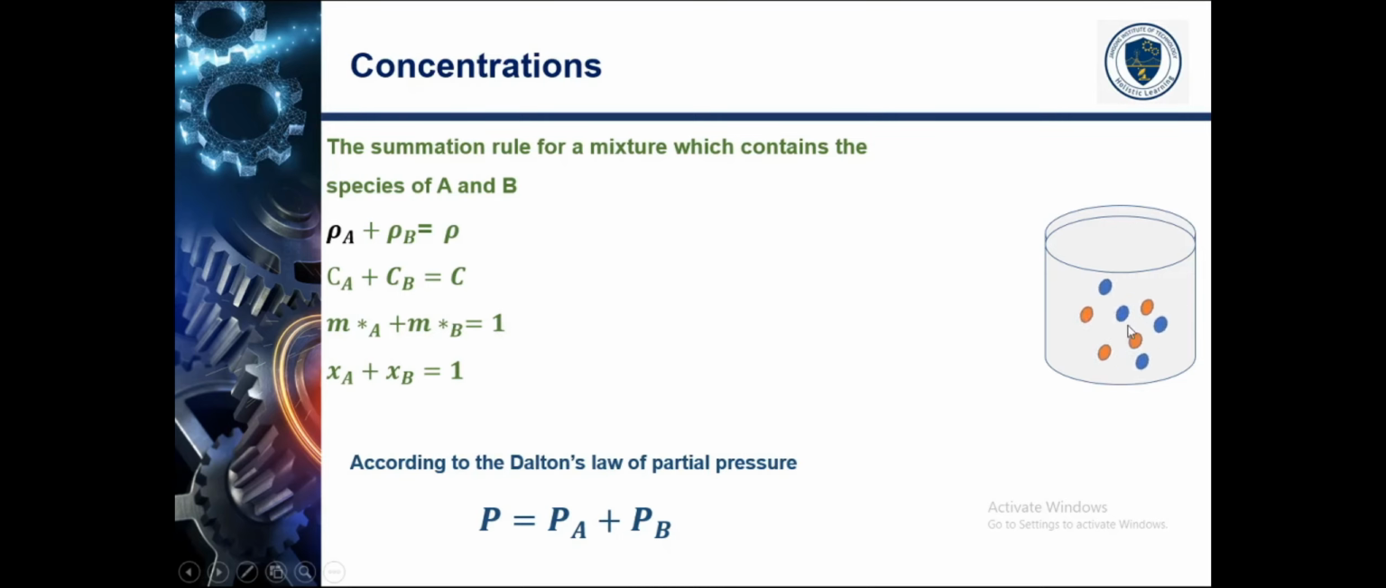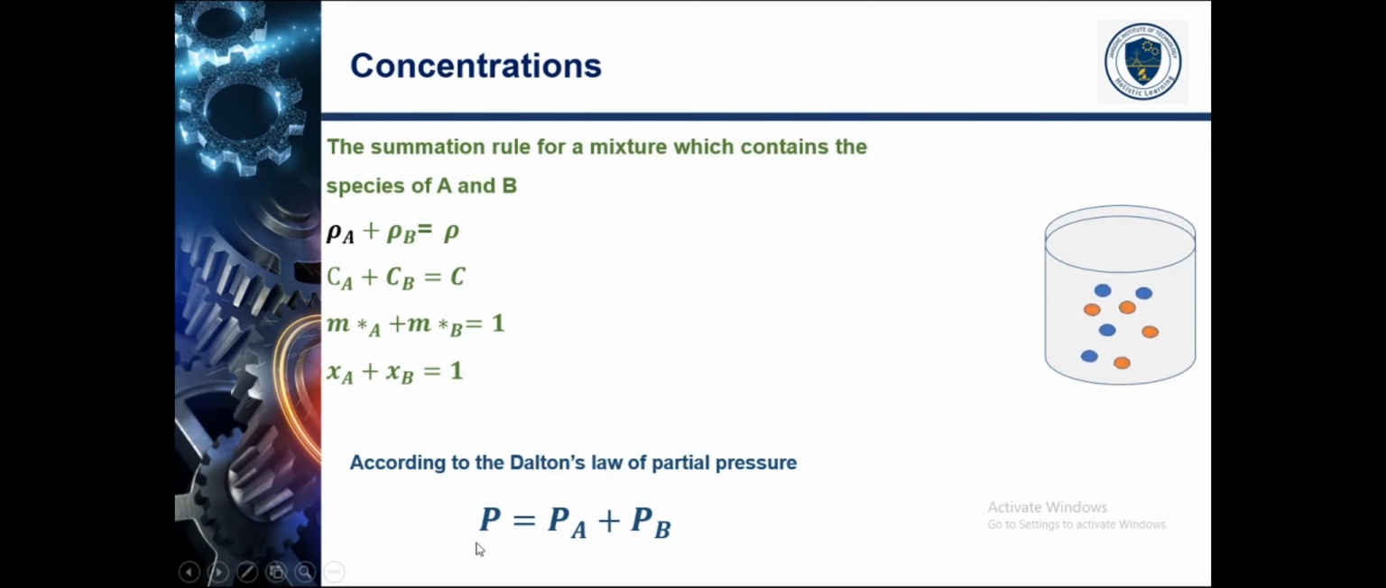The system contains species A and species B. So, the summation of mass fraction of each species A and species B is equal to 1. In the same way, the summation of molar fraction of each species is equal to 1. The system contains species A and species B, so the summation of molar fraction of the species A and molar fraction of the species B is also equal to 1. Now we move on to Dalton's law of partial pressure.